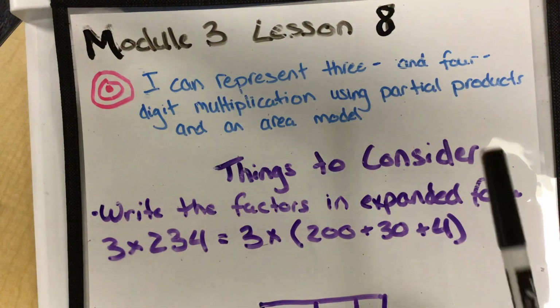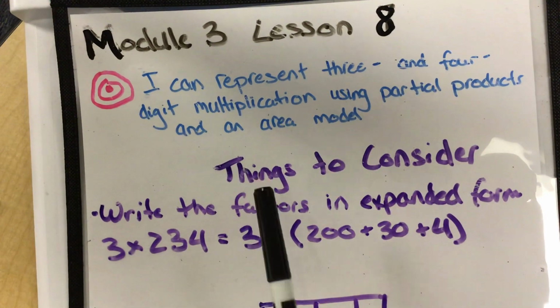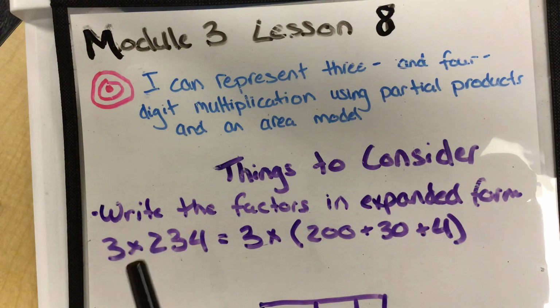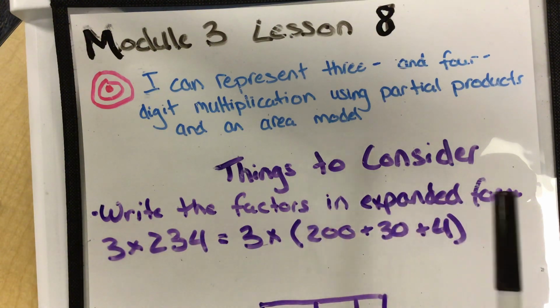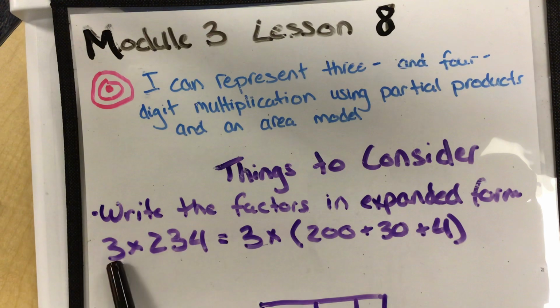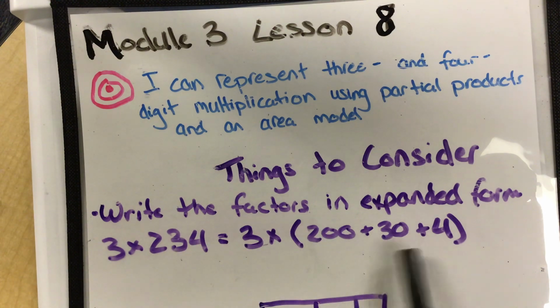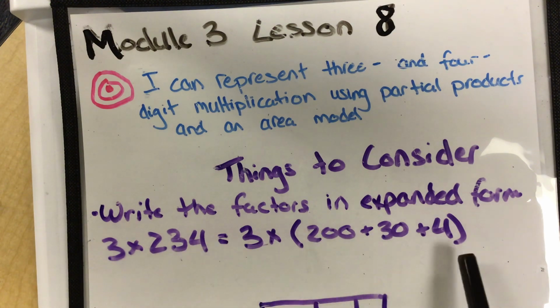Okay? Now, in order for us to do an area model, there's a few things for us to consider. First, we're going to look at our factors and write them in expanded form. So if we look at 3 times 234, well, 3 is already in its expanded form. There's nothing to expand from there. So that's going to be times 200, because we have 200s there, plus 30, because we have 3 tens there, plus 4, because we have 4 ones there.